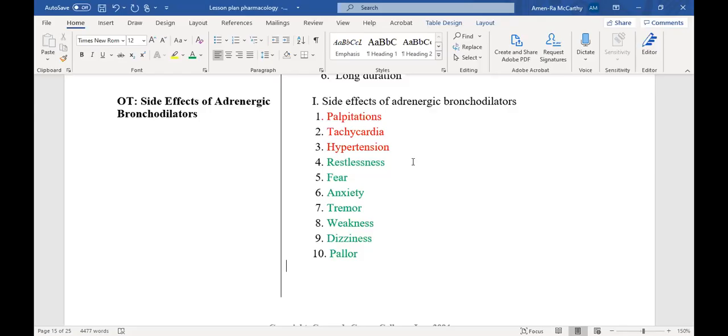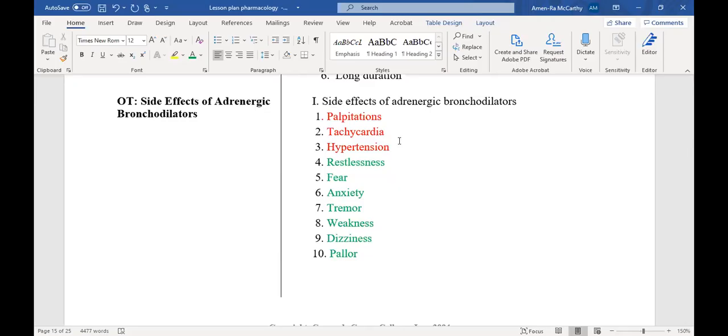These medicines are on the sympathetic nervous system side. So not only are they possibly giving you the palpitations, tachycardia and hypertension, but they also give you fear, anxiety, tremors, weakness. You might even get a little dizzy because you're so nervous. That is the fight or flight system, all right? So these green ones are systemic side effects, and cardiac side effects will be these three. You will have questions that say, all of these are cardiac side effects except. You need to know the cardiac side effects are just those first three.